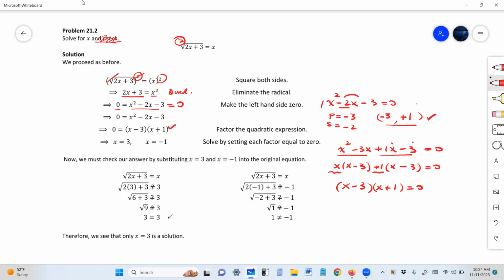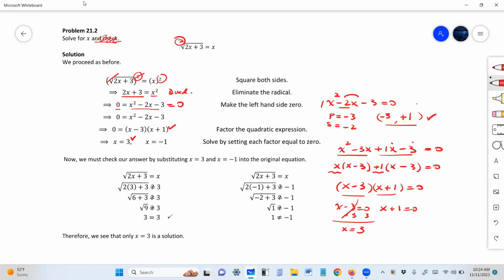Then by the zero product rule, either this is 0 or this is 0. So in the first case, you add 3 to both sides, and you get x equals to 3. I'll do it here for you to see. All right, so add 3 to both sides.